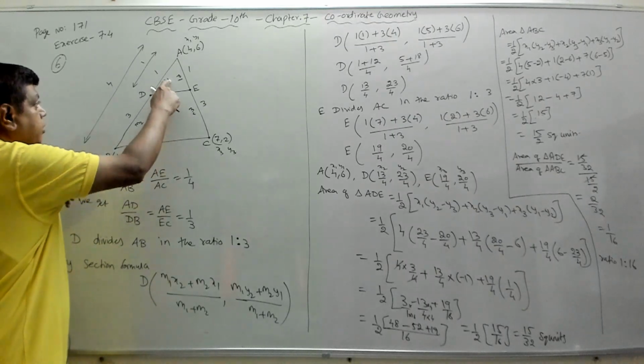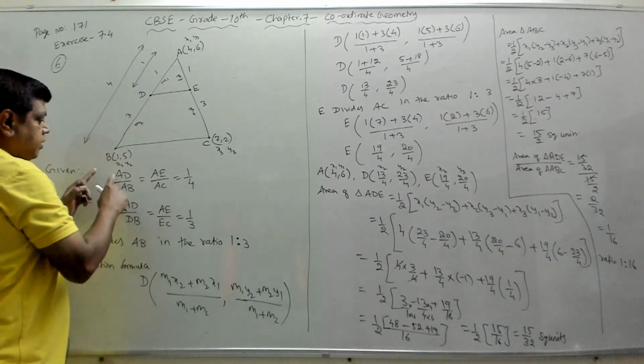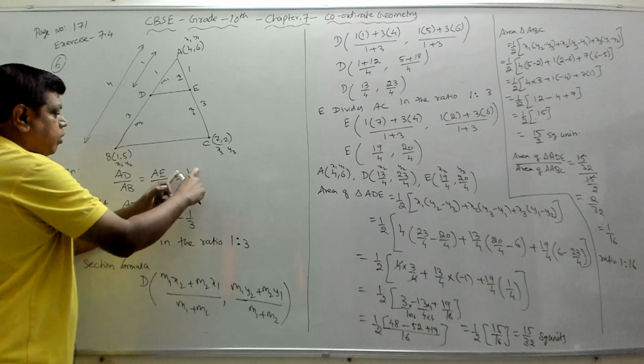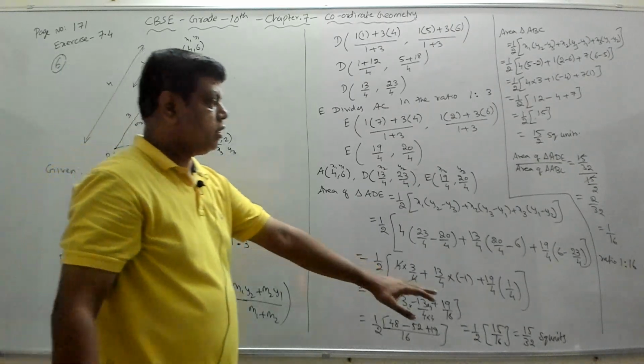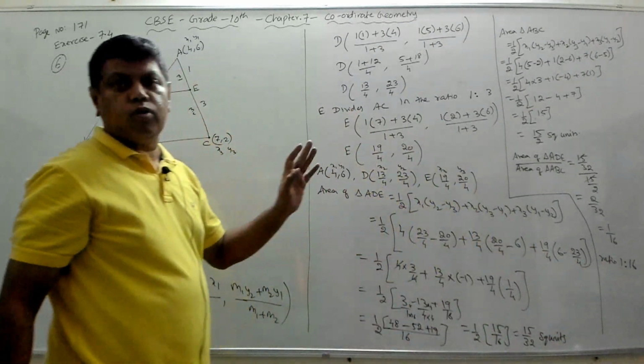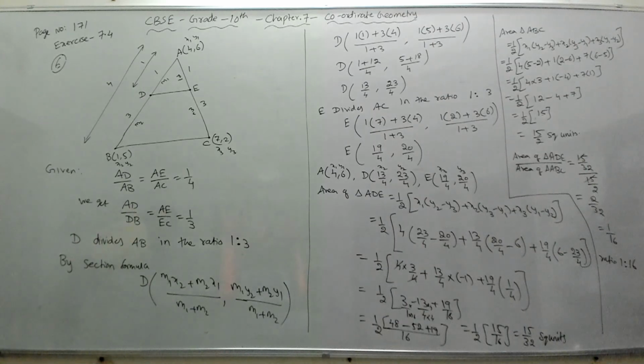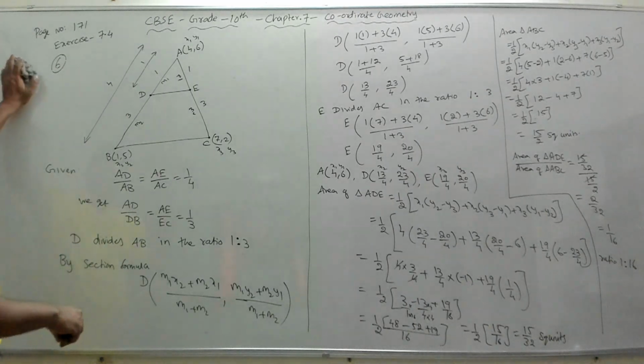Once you prove that these two triangles are similar, then the ratio of their areas will be equal to the square of this, which will be the square of 1 by 4, which is 1 by 16. That's what we actually got here, right? So all of you can pause the video and take the notes. We'll go to the next question, which is question number 7.